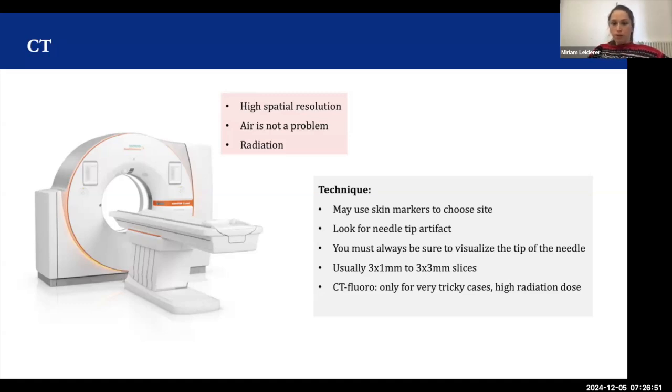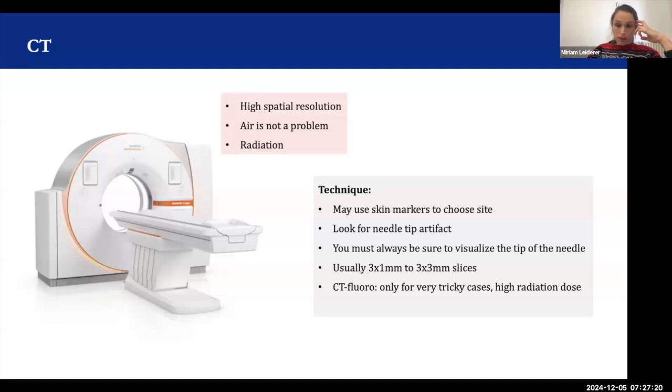You don't have real-time imaging unless you use CT fluoro. I think I've never used CT fluoro. Some people use it for very difficult access routes. I don't really think it's necessary, but it's an option, but it has a very high radiation dose. So usually you go with your 3 slices.